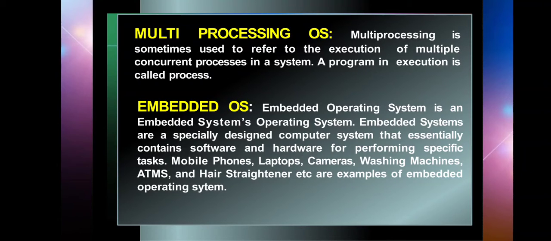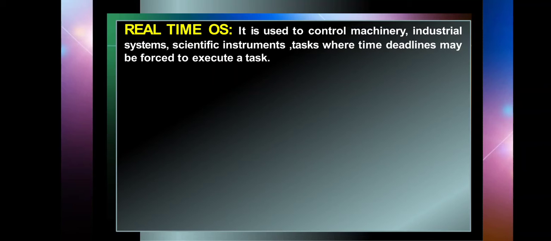Embedded, basically it is an embedded systems operating system. Embedded systems are specially designed computer systems that contain software and hardware for performing specific tasks. Mobile phones, laptops, cameras, washing machines, ATMs and hair straighteners, etc. are examples of embedded operating systems. We must be using washing machines, cameras, laptops, and they are examples of embedded operating systems.